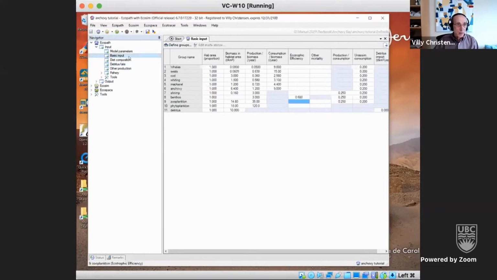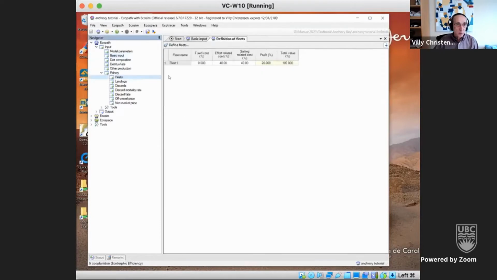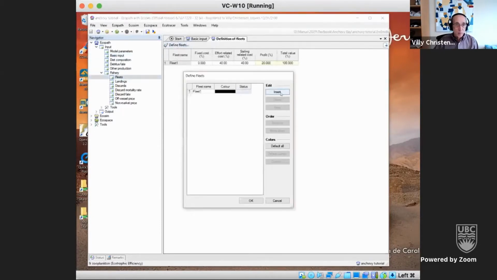Ooh. Landings. Go to fishery, fleets, and here we define our fleets. We're going to do 5 fleets. 1, 2, 3, 4, 5, yeah. And they are called sealers, trawlers, seiners, bait, shrimpers. Logic says I should call that one baiters. Okay. Now we have 5 fleets.